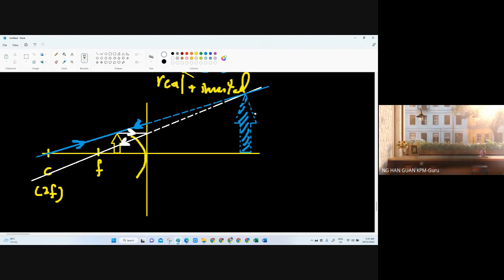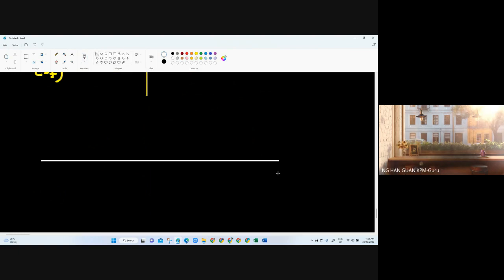So when we know that it's virtual, you see, virtual is always upright. And then the size is just compared, then you know. Okay, the size will be enlarged. So this is for the concave mirror. When applied to the convex mirror, how do we draw? Convex mirror.